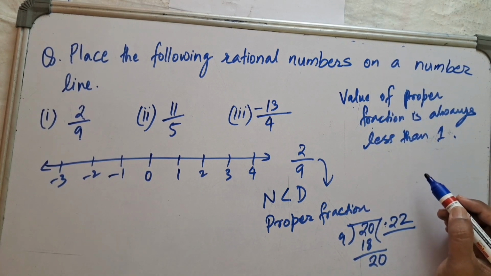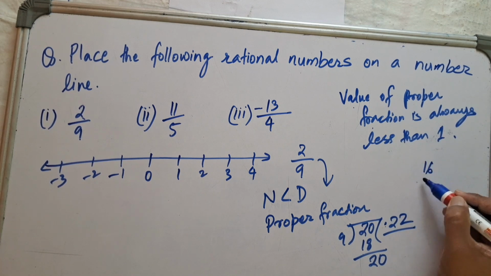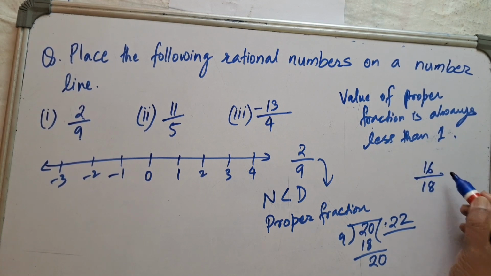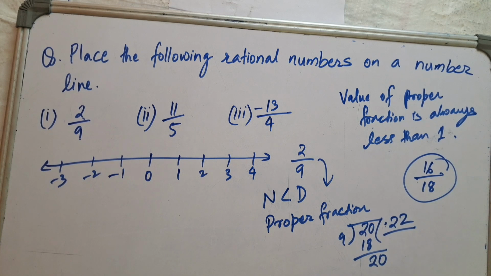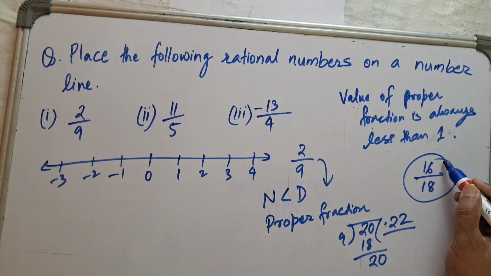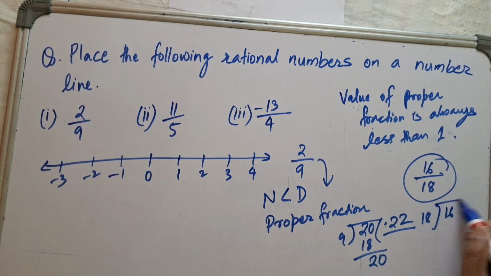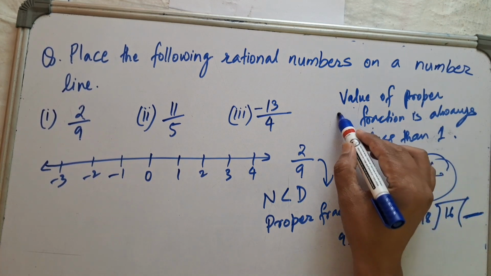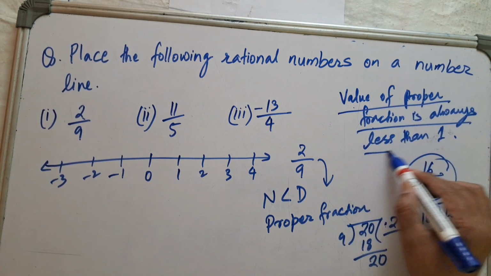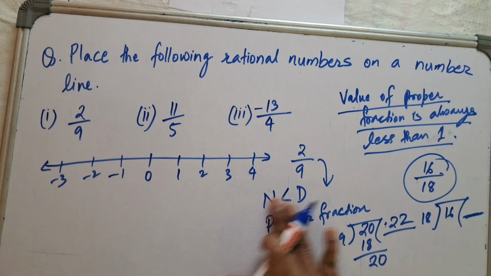Let's take another example of a proper fraction. Suppose 16 by 18. So this is also a proper fraction because numerator 16 is less than denominator 18, isn't it? So if we divide 16 by 18, the value that we get here as quotient will be less than 1. Okay, value of proper fraction is always less than 1. We should keep this in mind.